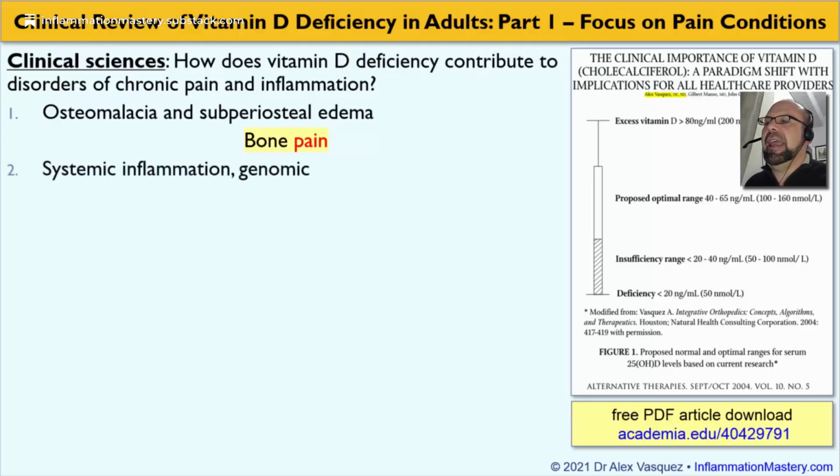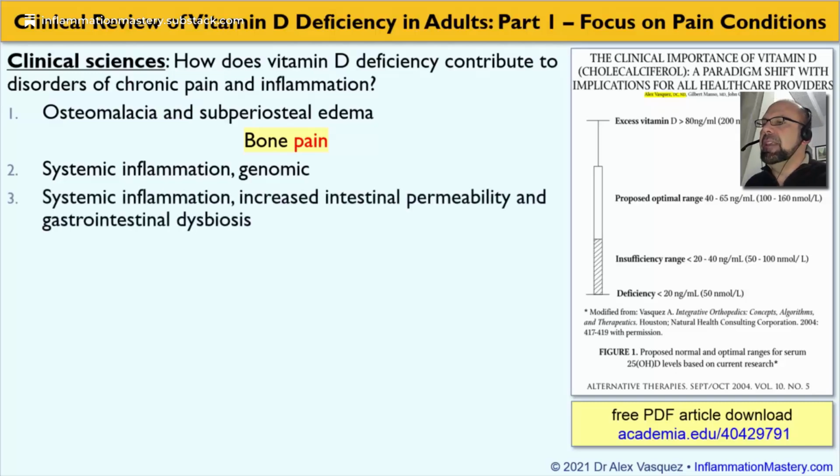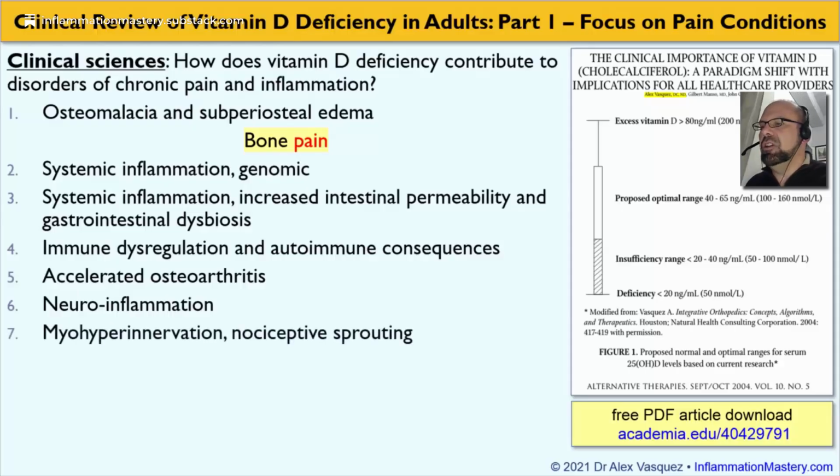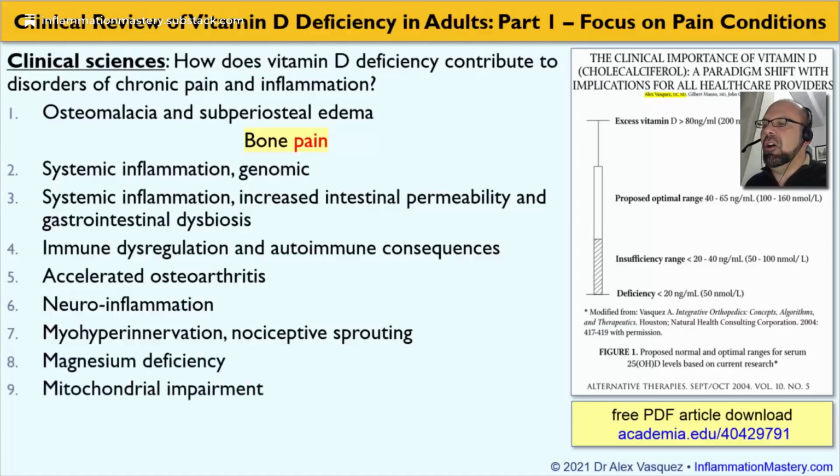Systemic inflammation at a genomic level through activation of NF-kappa B, for example. Systemic inflammation, increased intestinal permeability and gastrointestinal dysbiosis. Immune dysregulation and autoimmune consequences. Accelerated osteoarthritis. Neuroinflammation. Myohyperinnervation or nociceptive sprouting of nociceptors within muscle tissue. Number 8, magnesium deficiency, and all of those work together to exacerbate all types of pain.